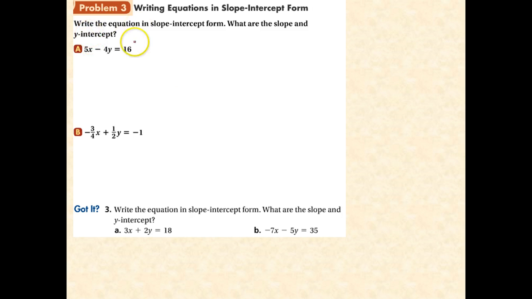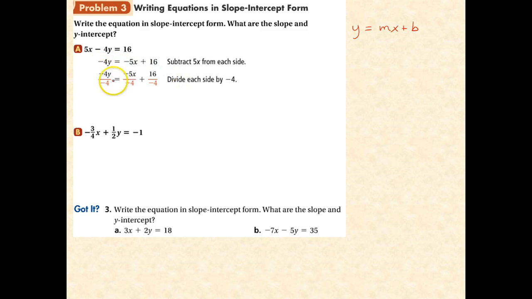So, what are the slope and y-intercept if we give it to you like this? Well, all you got to do is get y by itself. Because you remember, slope-intercept form is y equals mx plus b. If you don't have y by itself, just get y by itself. So, subtract 5x from each side. And then we will divide each side by negative 4. And that'll give us y by itself.